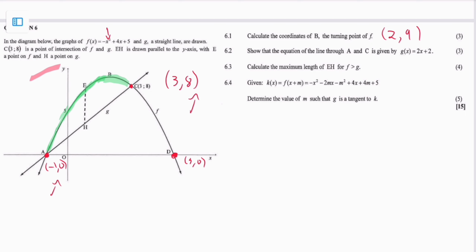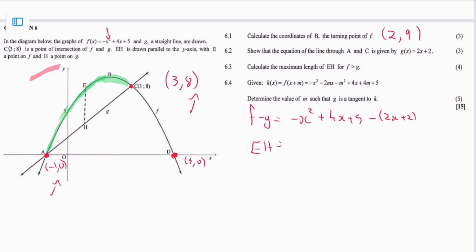Don't worry. So what I've shaded in green is everything where f is greater than g. And so they ask, what is the maximum length of E of h for f greater than g? What you can notice here is that E of h is just f minus g. So f minus g is the same as saying -x squared plus 4x plus 5, minus 2x plus 2. That gives you E of h.